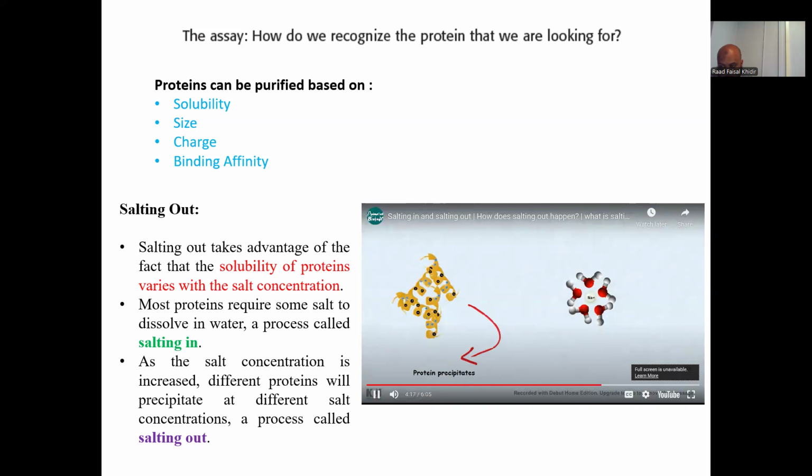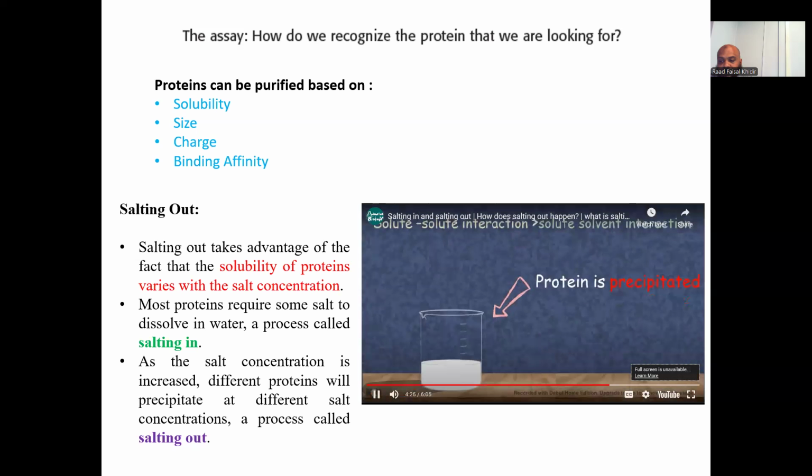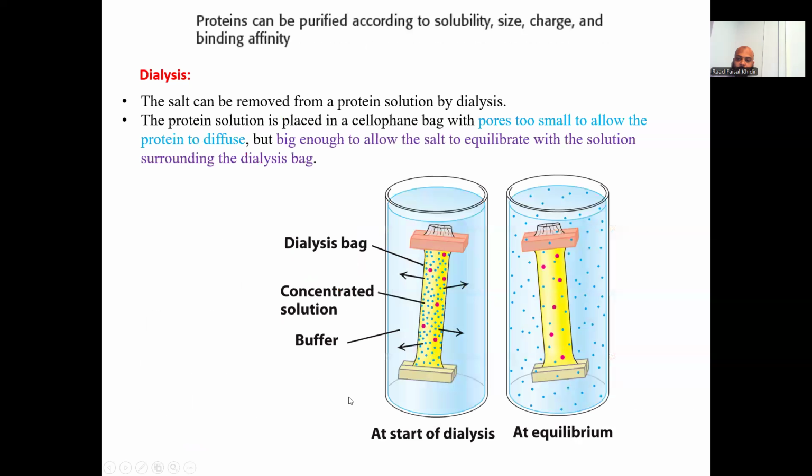So that is the concept behind salting in and salting out. In this situation, we call it salting out, and you can see the visible precipitate of the protein, right? Okay. We talked about that.